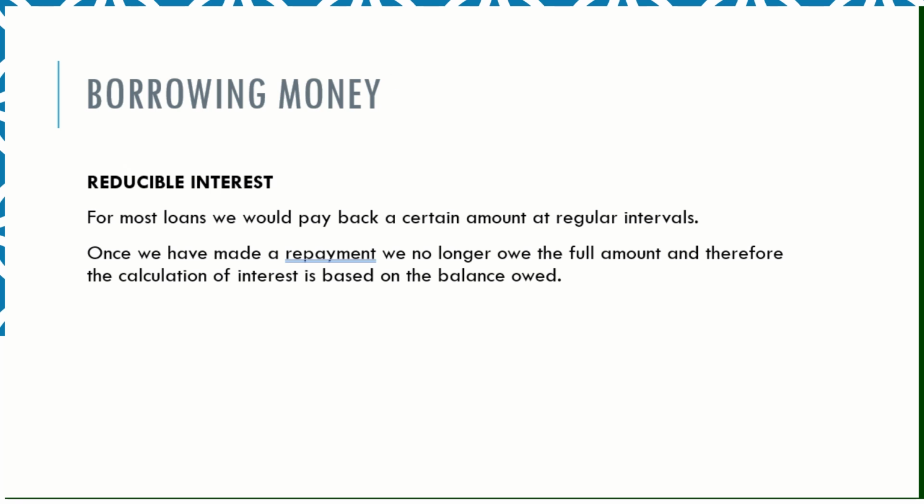How does that happen? For most loans, we pay back a certain amount at regular intervals, right? So once you have made a repayment, we no longer owe the full amount. How much you pay back, your loan will reduce by that much. If I decide to repay 1,000 every month, every month my loan will reduce by 1,000. You understand? All right? Okay, I'm moving on.